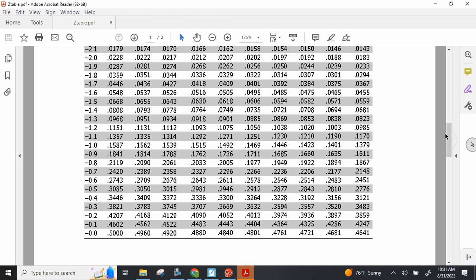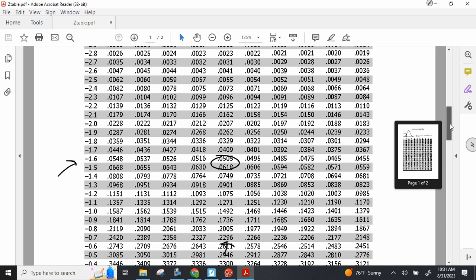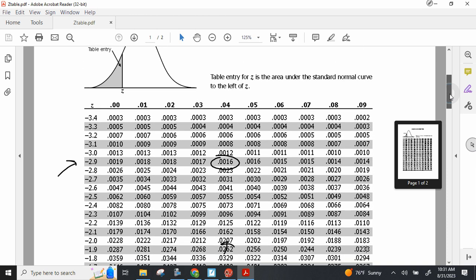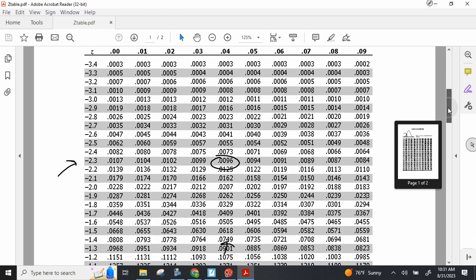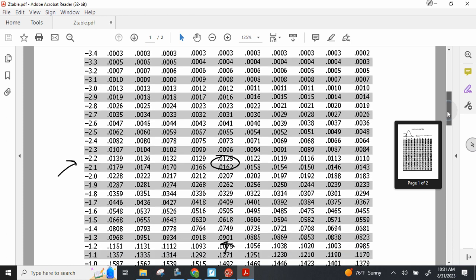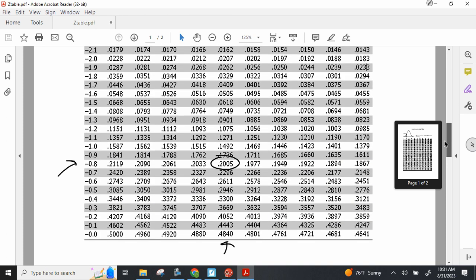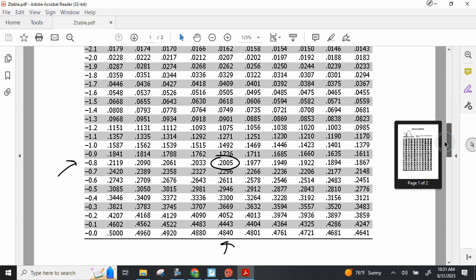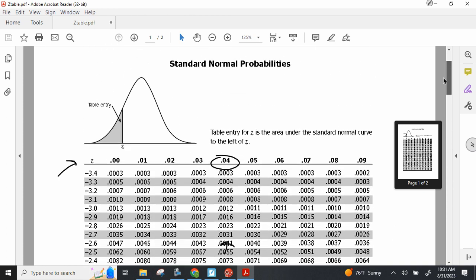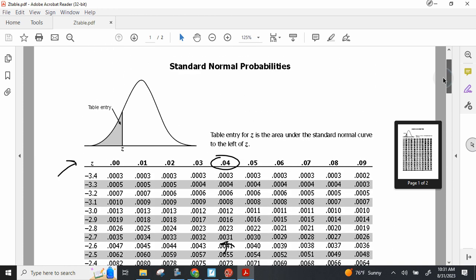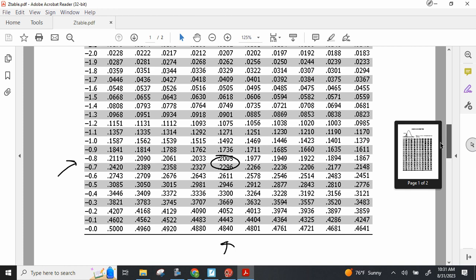Oh no. 0.4. So I'm looking for, sorry. There we go. Negative 0.804. Okay. That was kind of cool. I didn't even plan that. All right. Negative 0.804.